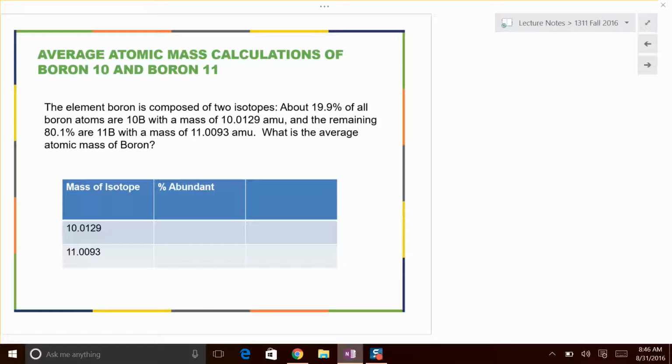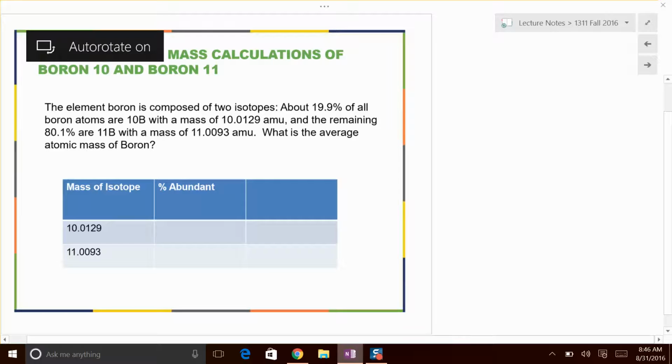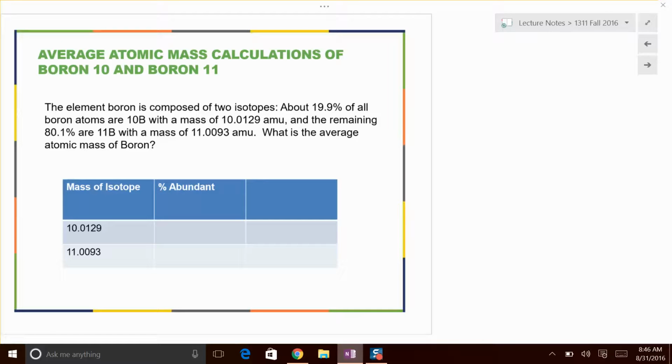What is the average atomic mass of boron? So we take the mass of the isotopes. Okay, so they're giving us the exact masses. You could even probably just take 10 and 11, and that would be good enough because it's just going to round out anyways. But here they gave us the exact masses, so we're going to use those exact masses. The mass of the isotope, 10.0129 and 11.0093.